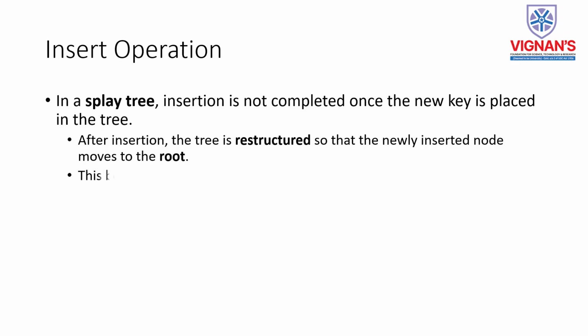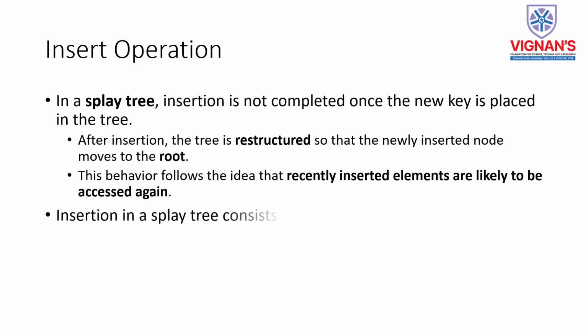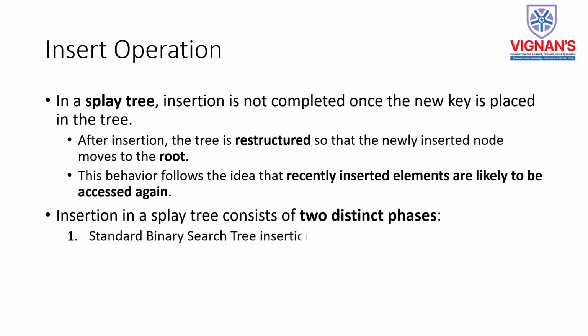This behavior follows the idea that recently inserted elements are likely to be accessed again. Recently added elements are often used again, so moving them closer to the root improves access speed. Insertion in a splay tree consists of two distinct phases. The insertion process is divided into two clear stages. Standard binary search tree insertion: first, the key is inserted using normal binary search tree rules. Splaying the inserted node to the root using rotations: next, the inserted node is moved to the root by applying splay rotations.